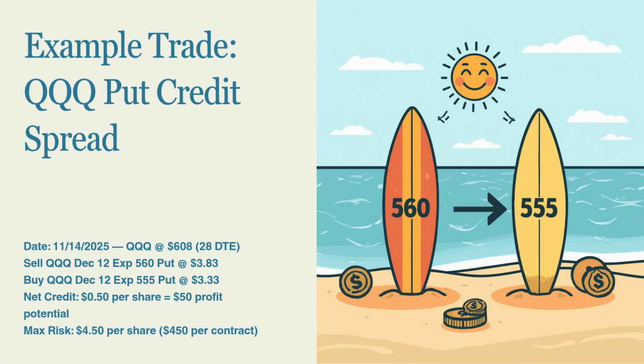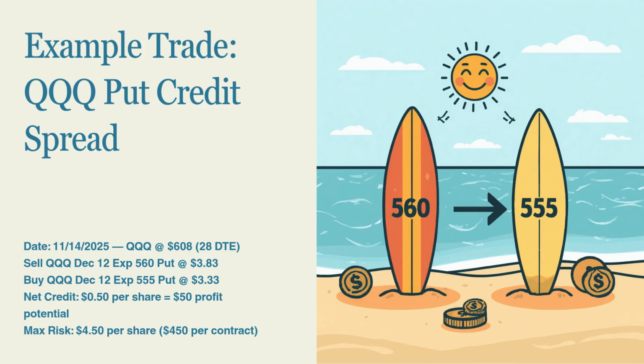Okay, I like examples, and we're going to go through an example that'll hopefully help you out. This is an example from the real world. We got a trade here in QQQ. This was in November of last year. The stock was around 608. We went out 28 days to expiration.